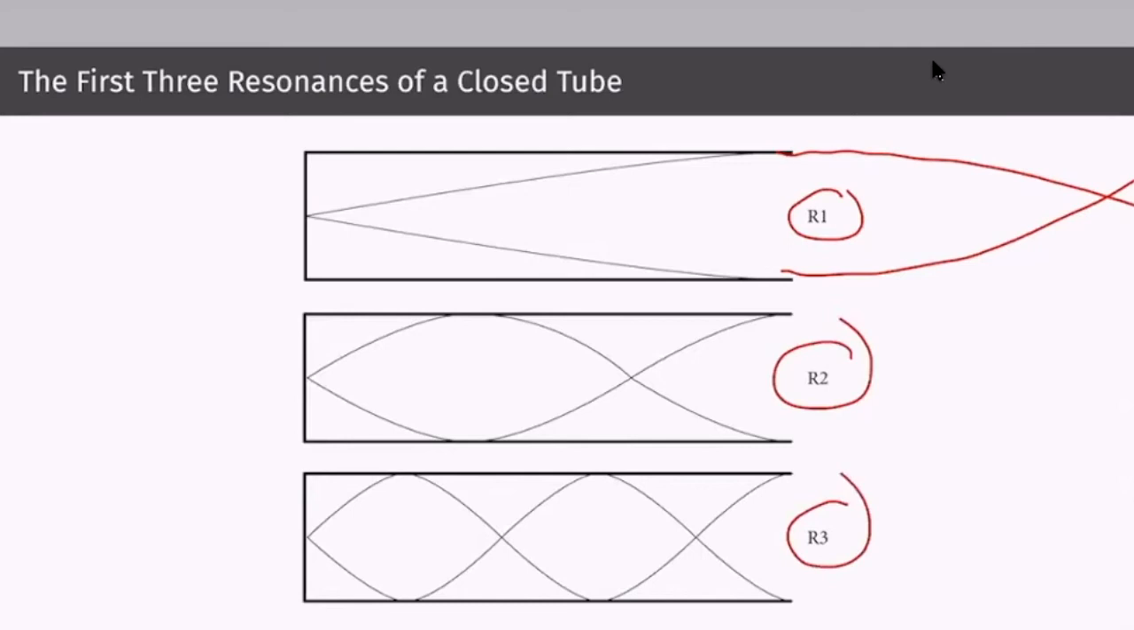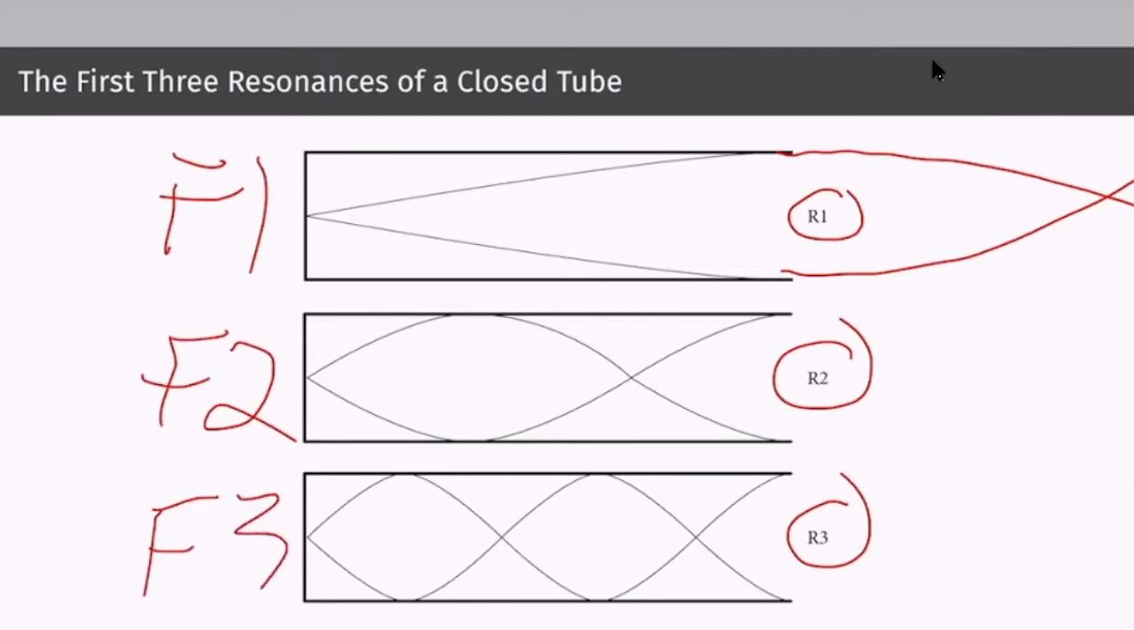And I'm going to tell you a secret. R1 is responsible for F1. R2 is responsible for F2, and R3 is responsible for F3. So this time it's not confusing because it lines up exactly. The first resonance gives you the first formant, and so on ad infinitum. And you can predict the frequency of these resonances because you know the wavelength, because you know how long the vocal tract is, because you can measure it.